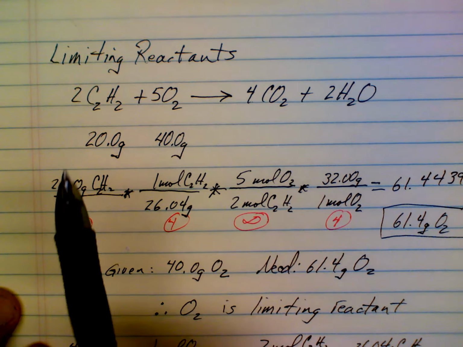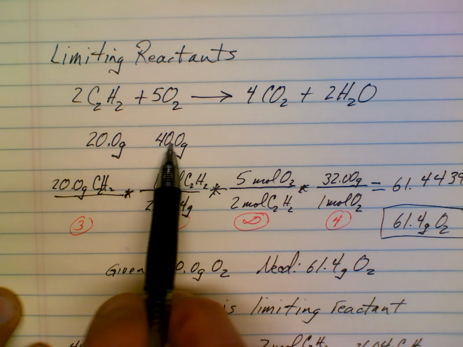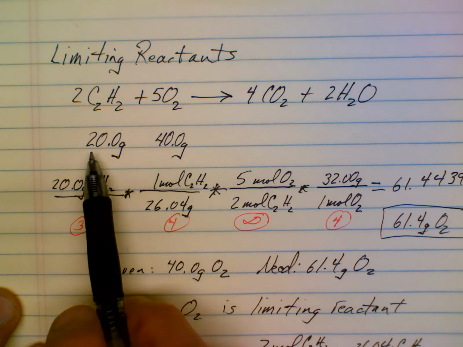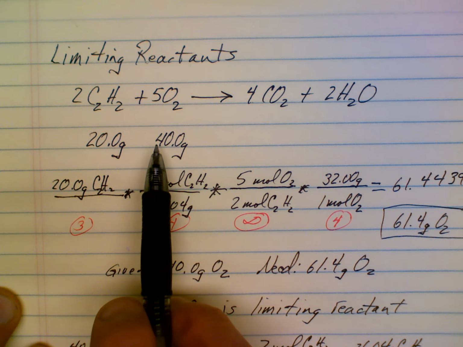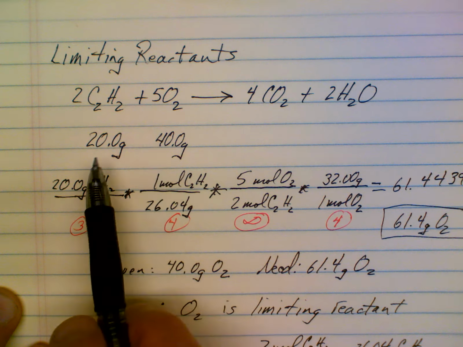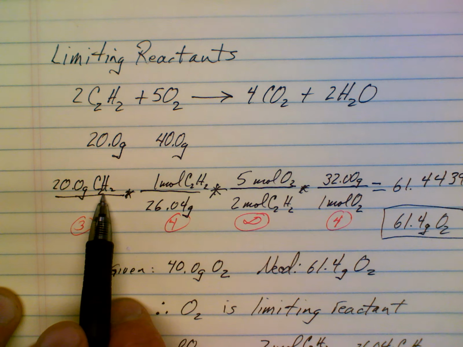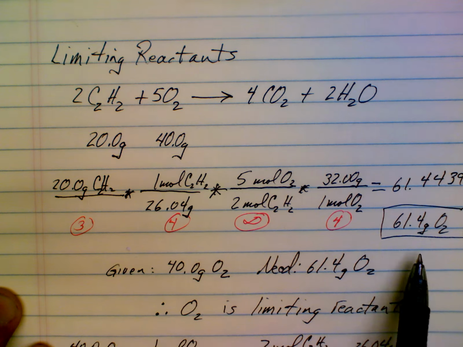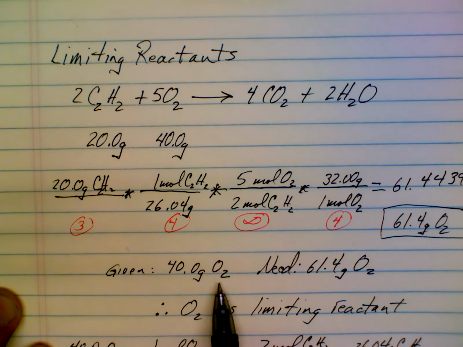if you're given 20 grams of one substance and let's say 40 grams of another, in other words, I'm given the masses of both reactants here, and one of these two is going to be the limiting reactant. In other words, one of these two is going to be in excess and the other one is going to be consumed. So we need to figure that out. So we pick one of the two. Doesn't matter which one we pick. Here I'm picking the 20 grams of C2H2 first. And we discover that we would need 61.4 grams of oxygen. Well, we don't have that many. We only have 40 grams. So as a consequence, we can see then that our oxygen is our limiting reactant.